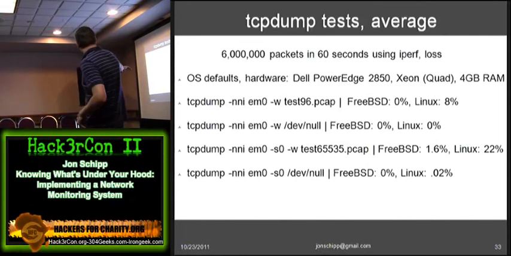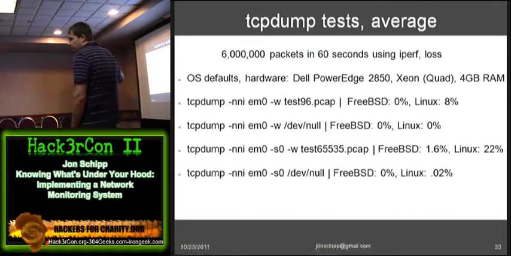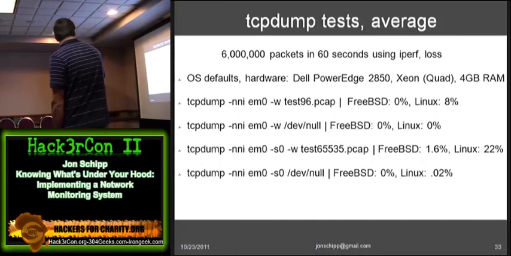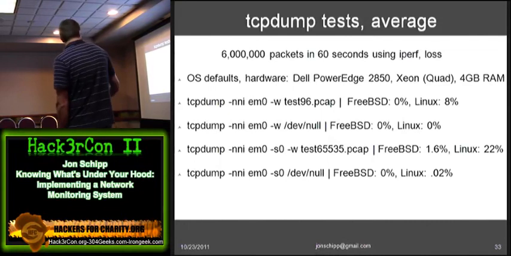And if I'm using the snap length, -s0, so I'm capturing the full snap length of the packets, 65,000-something bytes, in FreeBSD I am dropping about 1.6% of that 6 or so million. And in Linux, I'm dropping 22%.